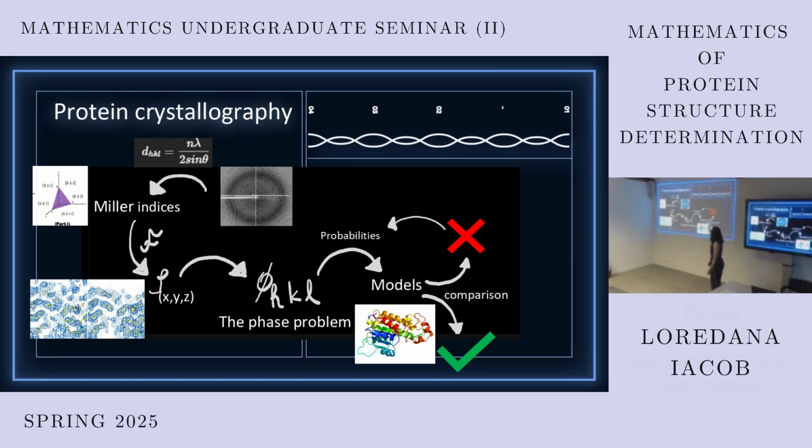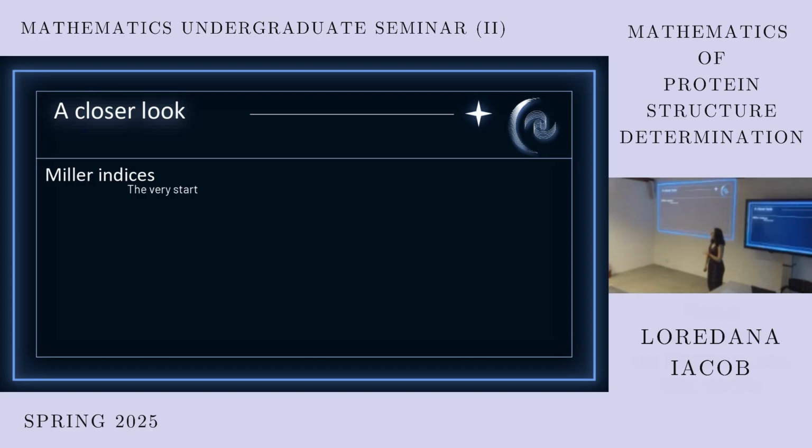models in order to see if the protein that we assume is correct actually makes sense, and we go into a trial cycle. We make a model, we test it on our computer, how it interacts with the X-ray we use, and if it works, we get a good formula, and if it doesn't, we need to start over and try another model. The Miller indices are the very start.